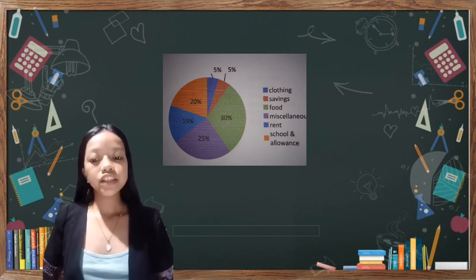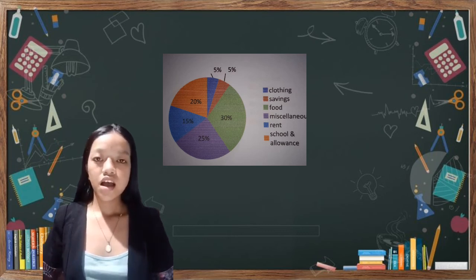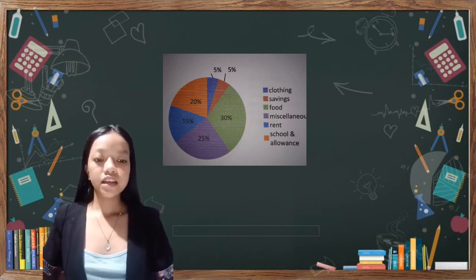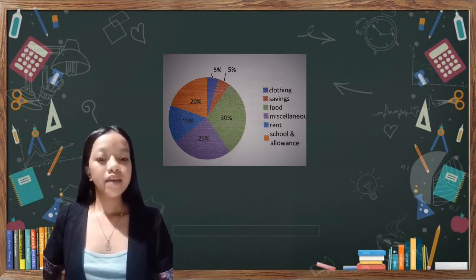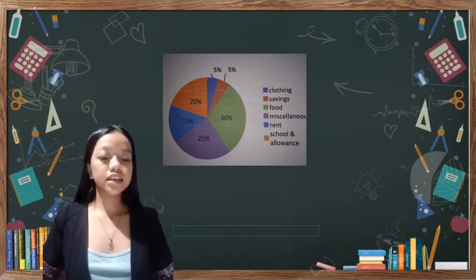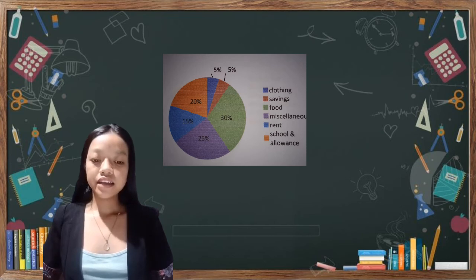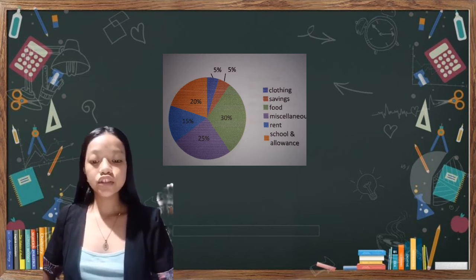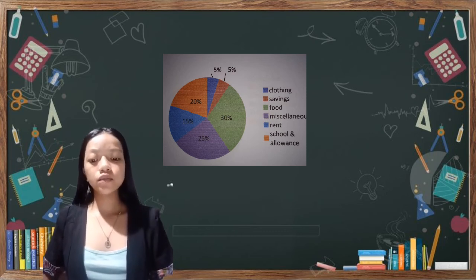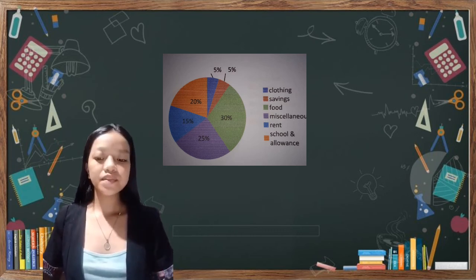Good job! Which item gets the smallest share in the budget and the biggest? Okay, the smallest is the clothing and saving, which is the same, 5% only. The biggest is the food. Why? Very good, because food is the most important in life. We need food to become healthy and to grow fast. And that's why we need to choose wisely in choosing the food we eat and not buy something that we don't need the most, okay?